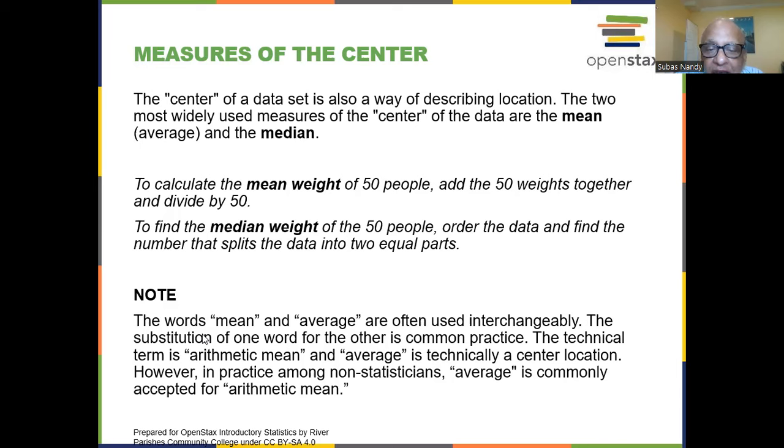The words mean and average are often used interchangeably. The substitution of one word for the other is a common practice. The technical term is arithmetic mean, and average is technically a center location. However, in practice among non-statisticians, average is commonly accepted for arithmetic mean.